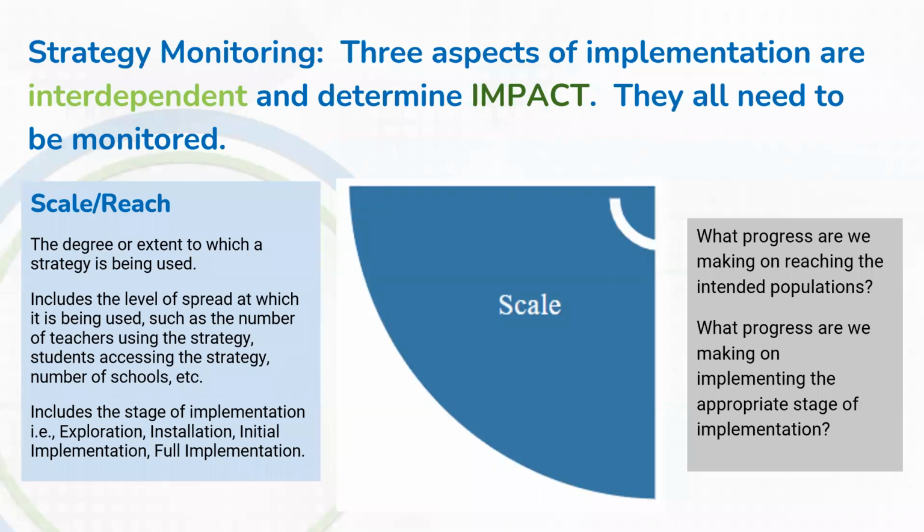Excellent. All right, everyone. Again, I'm Terry Nugent. I am the MICIP lead with the Michigan Department of Education. We're going to continue with our strategy monitoring and look at the last implementation component, and that is scale and reach. Note the description and the questions raised point to two areas: whether the plan is reaching the intended populations, as well as whether the appropriate stage is being implemented given the status and timeline of the plan.